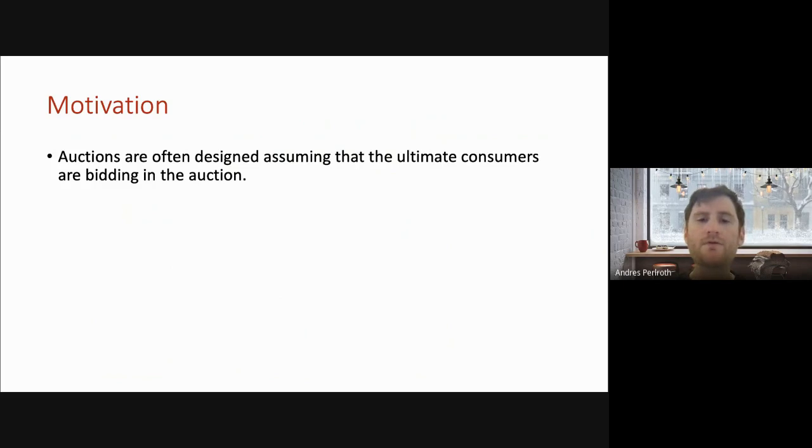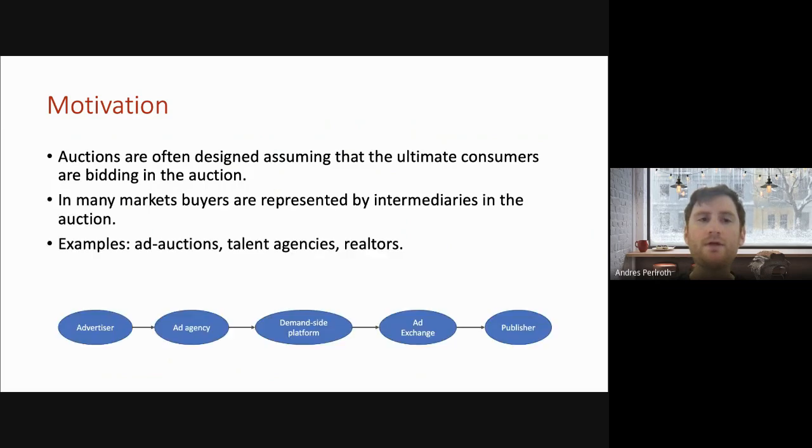A common feature that we observe when we think about auction design is that most of the time, we assume that the buyers interested in getting the goods sold in the auction are the ones actually bidding in the auction. However, in many markets, this is not actually the case. There are intermediaries who represent buyers, and those intermediaries are the ones bidding in the auction. For example, in the ad auction world, an advertiser who wants to purchase an impression from the publisher is actually represented by a chain of intermediation, the ad agency and also the DSP, the demand side platform, who are the ones bidding on behalf of the advertiser in that exchange.